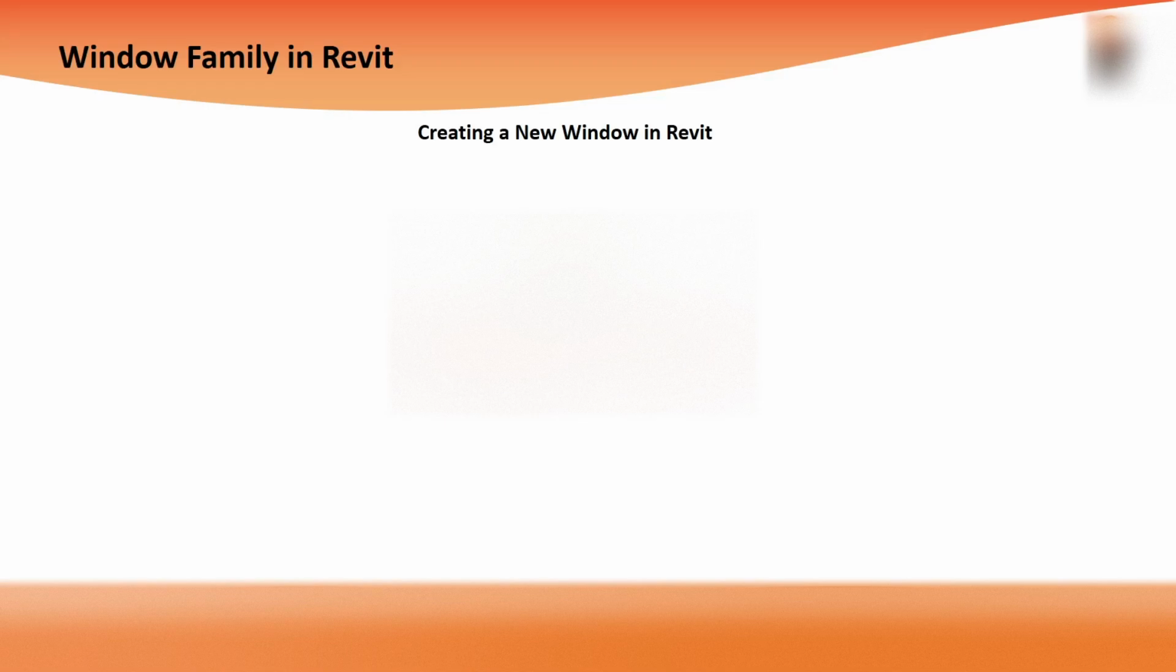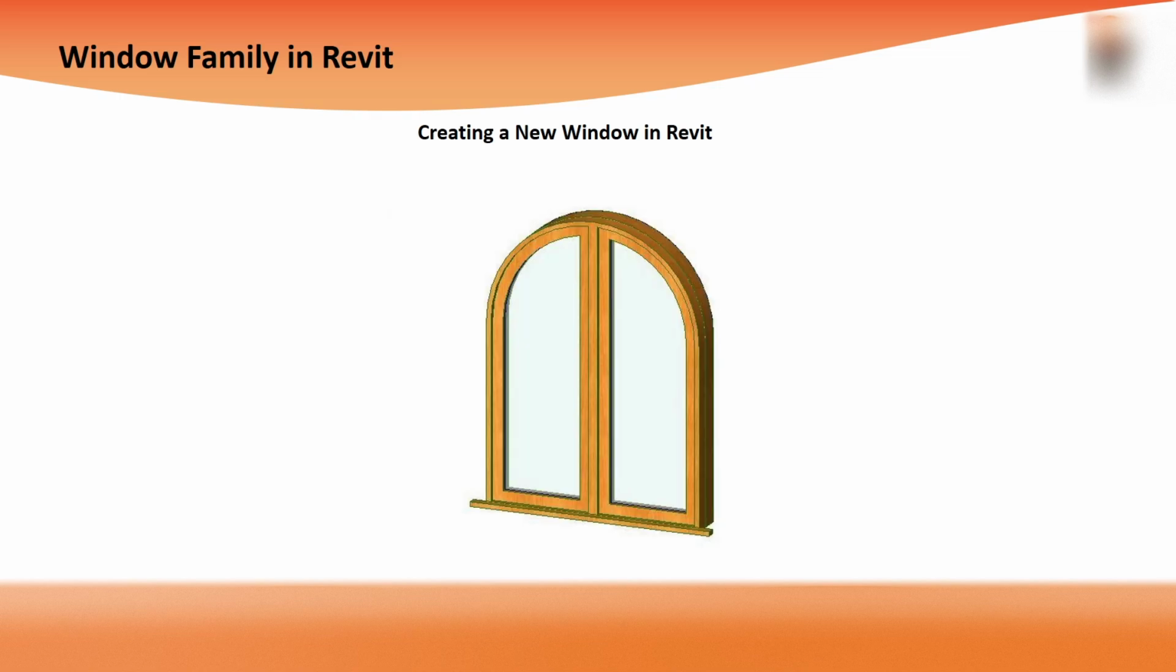Welcome back. In this video, we are going to create a new type of window in Revit. So, this is how our new window should look. The family type should be window and the frame material should be wood. So, let's switch to Revit and see how we can create this type of window in Revit.